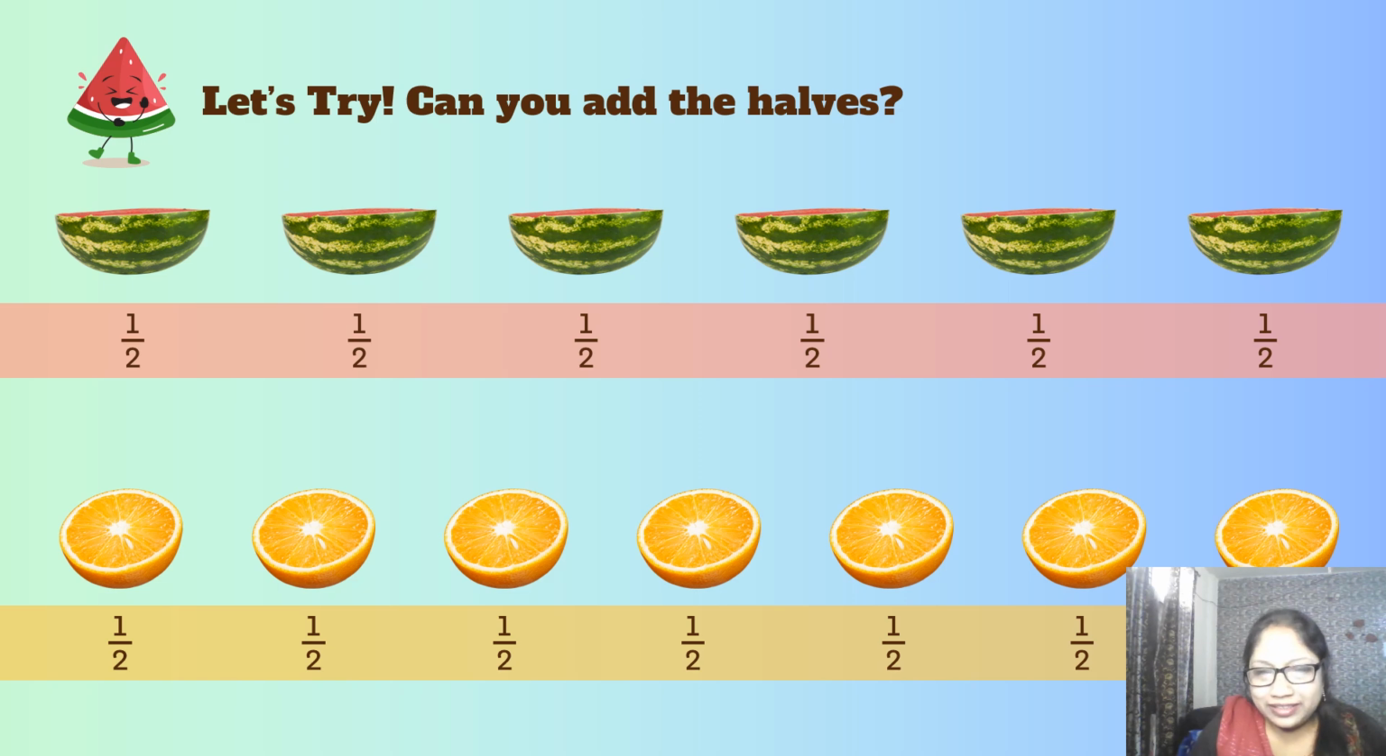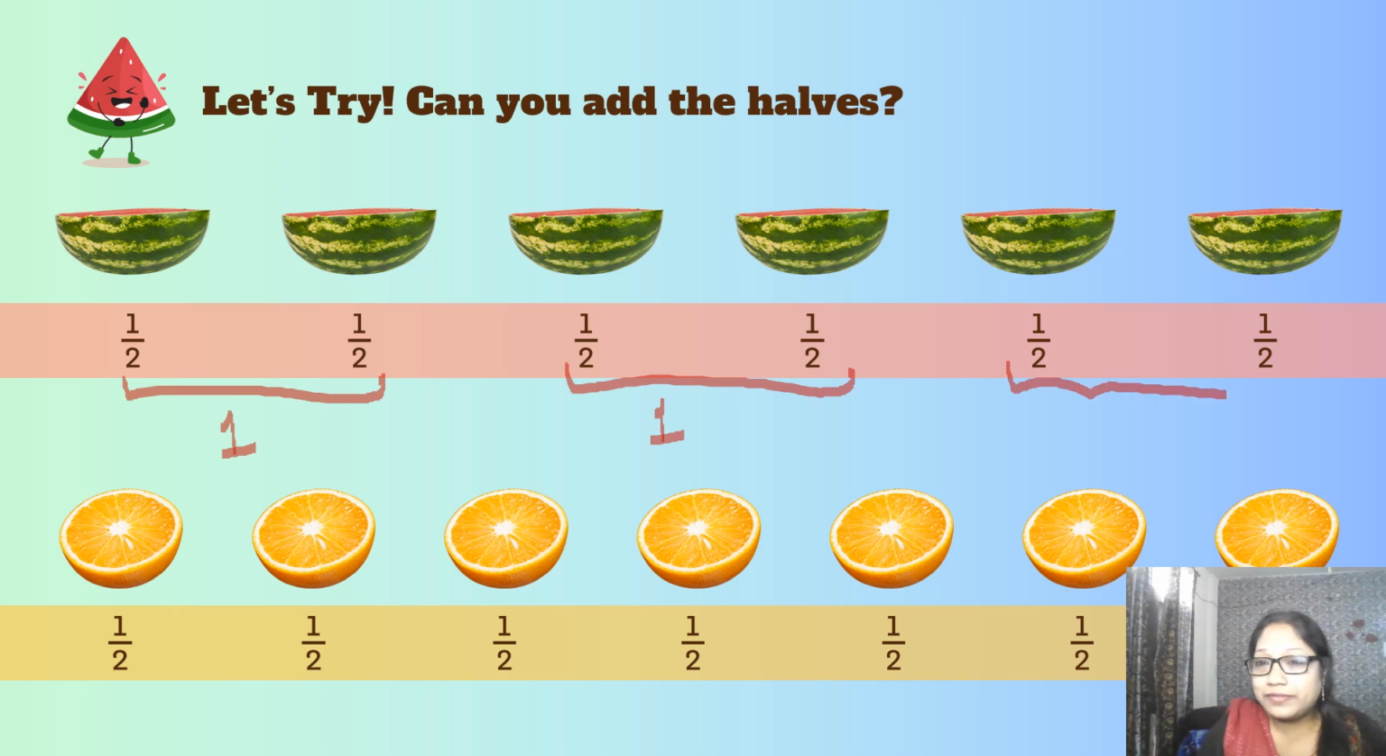Let's try. Can you add the halves again? We have two examples, one of watermelon, one of oranges. Let's try again. Now, these are two halves. As we know, when two halves come together they make one whole. Then again two halves, one whole. Two halves, one whole. How many wholes do we have? We have three wholes. That means we have three whole watermelons.